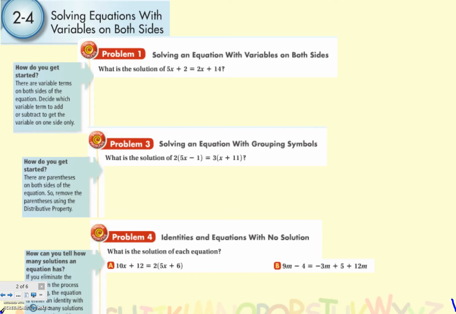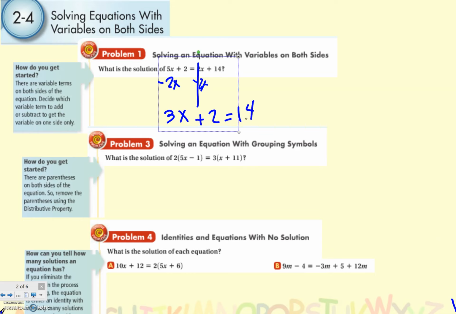So when you have an equation with variables on both sides, you want to get the variables together. So the first thing I'm going to do on this first problem is I'm going to move over the 2x. And it doesn't really matter which way you go, as long as you get the variables together. So we have 3x plus 2 equals 14.